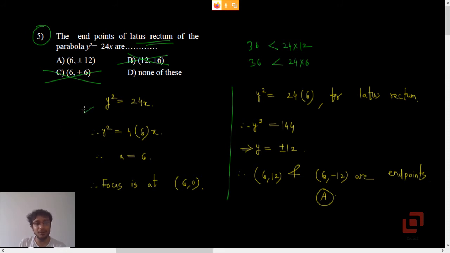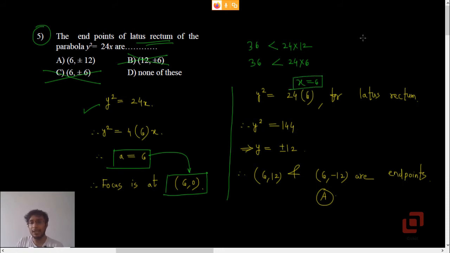First we write down the equation of the parabola, and from that we calculate the value of a, that is 6. From this we realize that the focus of the parabola is at the point 6, 0. Very simple. A is 6, so focus is 6, 0. Then you substitute x equal to 6 for the latus rectum. We have seen this in quite a few problems now, that if the focus of the parabola is at a, 0, then the endpoints of the latus rectum also have the same x coordinate, or a, correct?